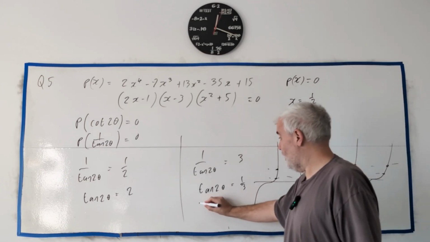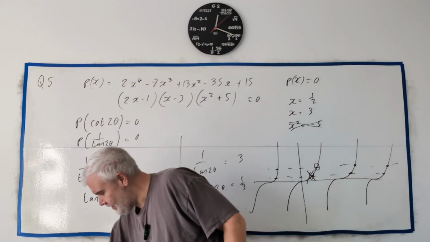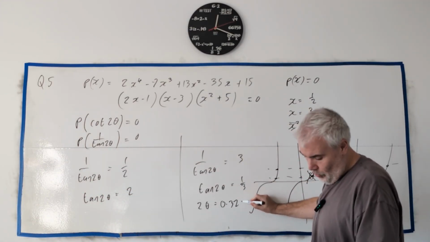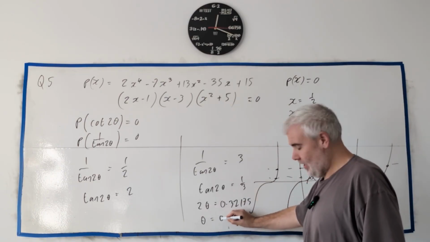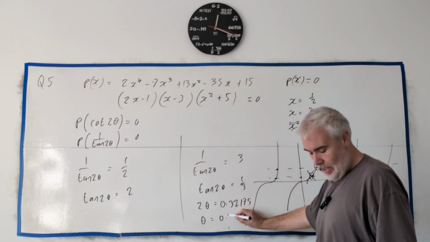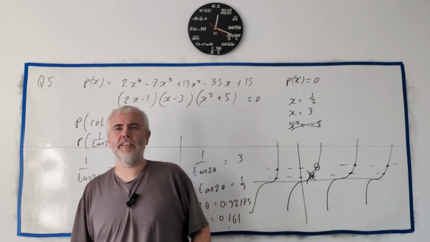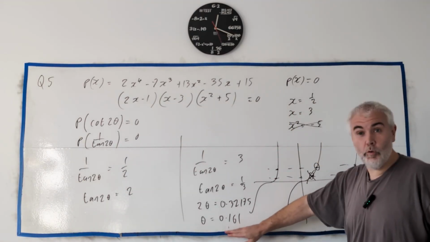So you just go ahead and solve this. 2 theta is equal to the inverse tan of that. Let's see, I have it here. 0.32175 divided by 2, we get 0.161 to 3 significant figures. It does it in radians, they want, don't they? Yeah, they do. Okay, so that's your only answer.